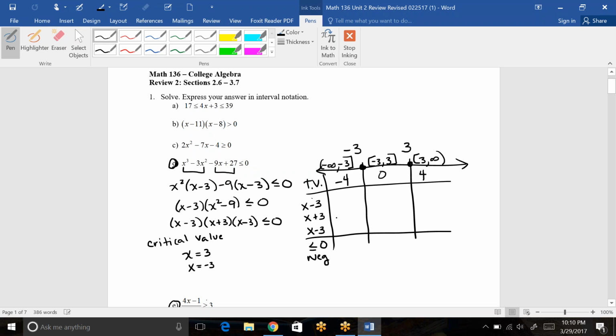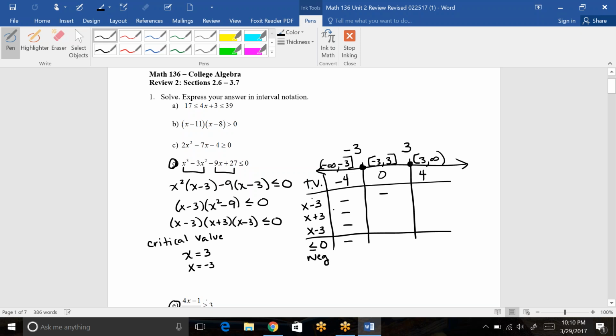And we hope that we end up being less than or equal to 0, which means our final answer needs to be negative. So when we test these out, negative 4 minus 3 is negative 7. Negative 4 plus 3 is negative 1. Negative 4 minus 3 is negative 7. We only care what the sign is. If we multiply those 3 negatives together, it comes out negative.